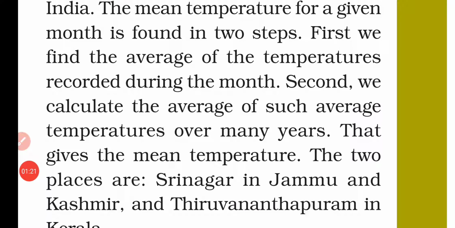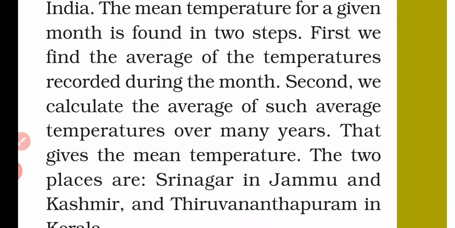So to determine the climate of any place, first of all we take the average of the weather pattern in a month. Whatever the weather is in a month, we take the average, and similarly we calculate the average of this type of weather for several years. After that, whatever mean temperature we get, that mean temperature is the climate.